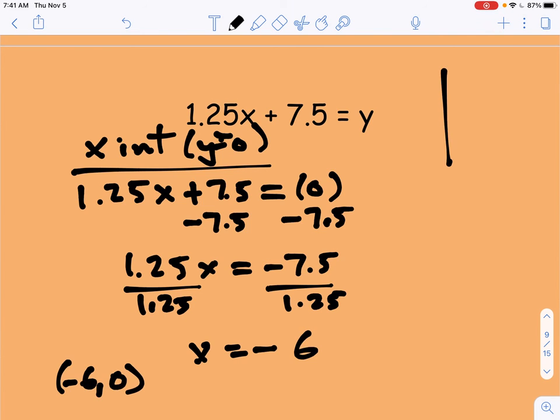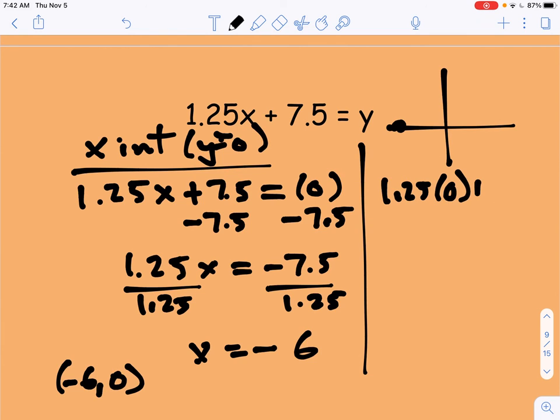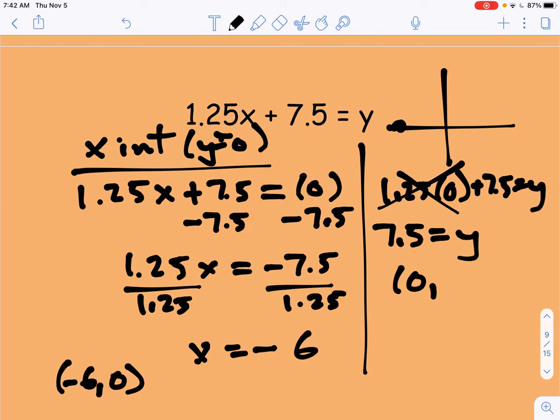If we were looking at a graph, that means I'm going to have a point over here somewhere. And then for your y-intercept, you're going to make x 0. So you go 1.25 times 0 plus 7.5 equals y. This one works out really nicely because when this goes away, you're left with 7.5 equals y. So your y-intercept is the point 0, 7.5. You would go on your graph, and that would be about here if I scale it out. And then you'd connect your 2 points.